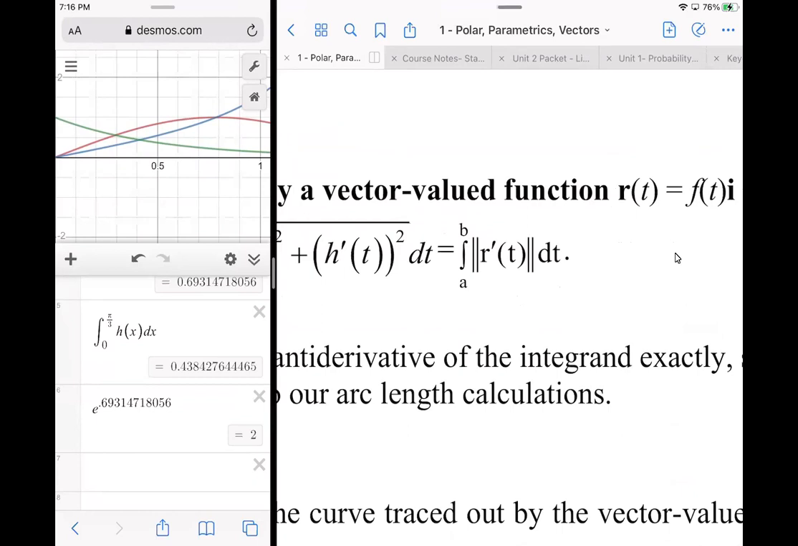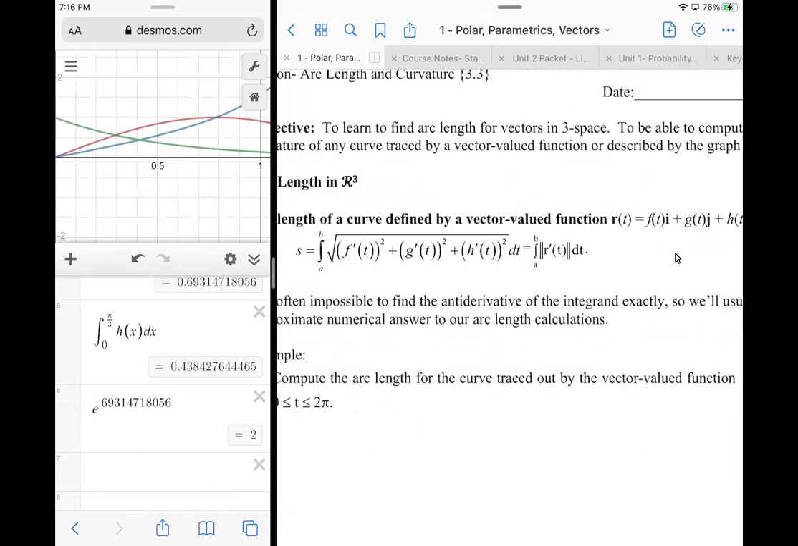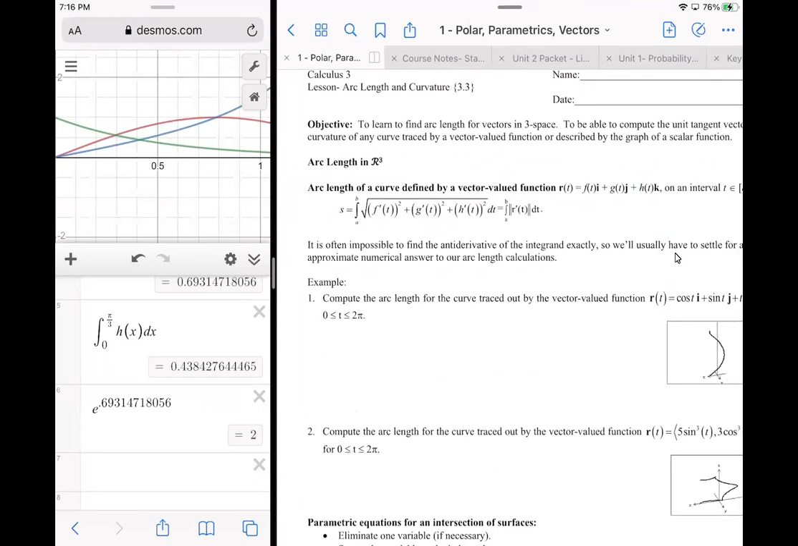Now, if I tell you that f, g, and h make up the vector valued function r, then f prime, g prime, h prime will make up the vector valued function r prime. So finding the magnitude of r prime, integrating over an interval, is essentially the same idea as finding the arc length.